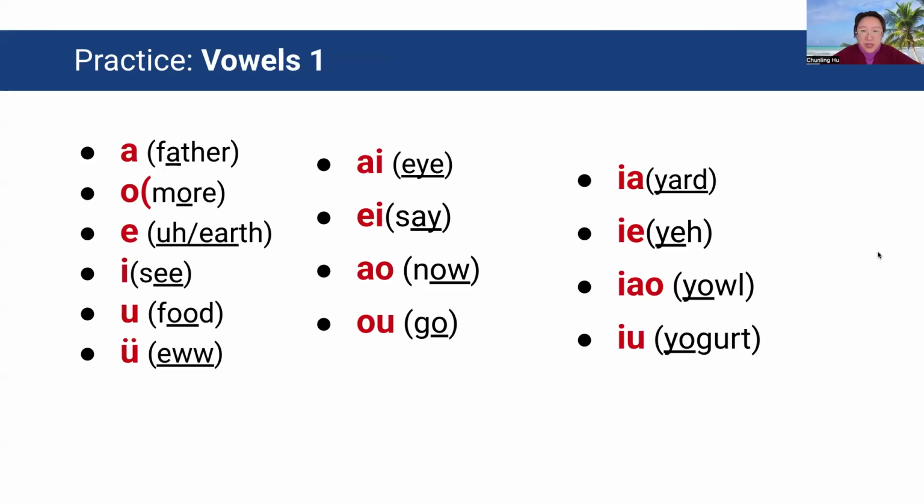Okay, so I will read this for you, and I can read it twice. A, father. O, more. E, or earth. I, sea. U, food. Ü, you. I, I. Ai, say. Ao, now. Ou, go. Ya, yard. Ye, yay. Yao, yow. You, yogurt. I will repeat.